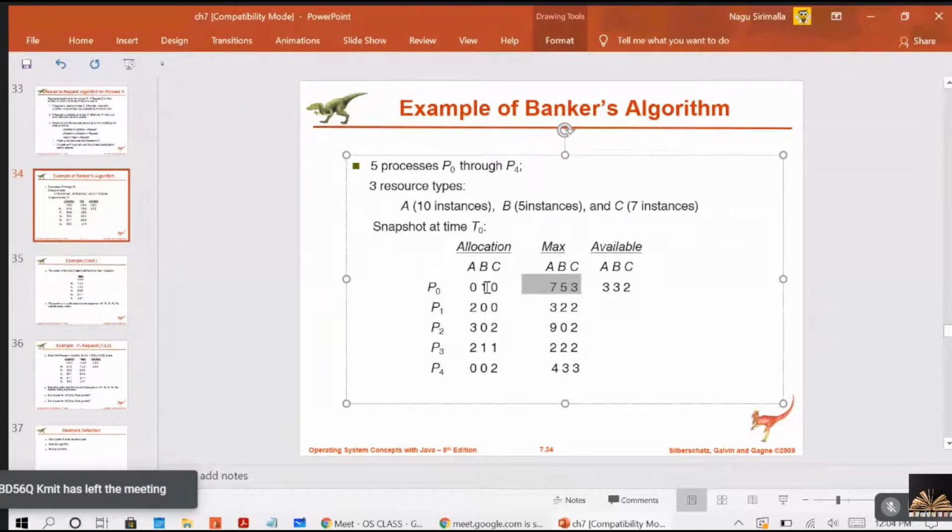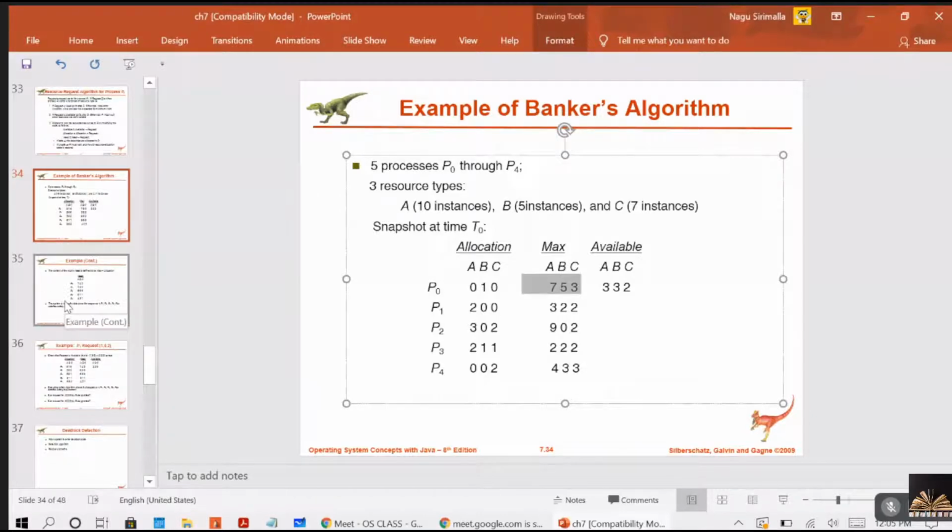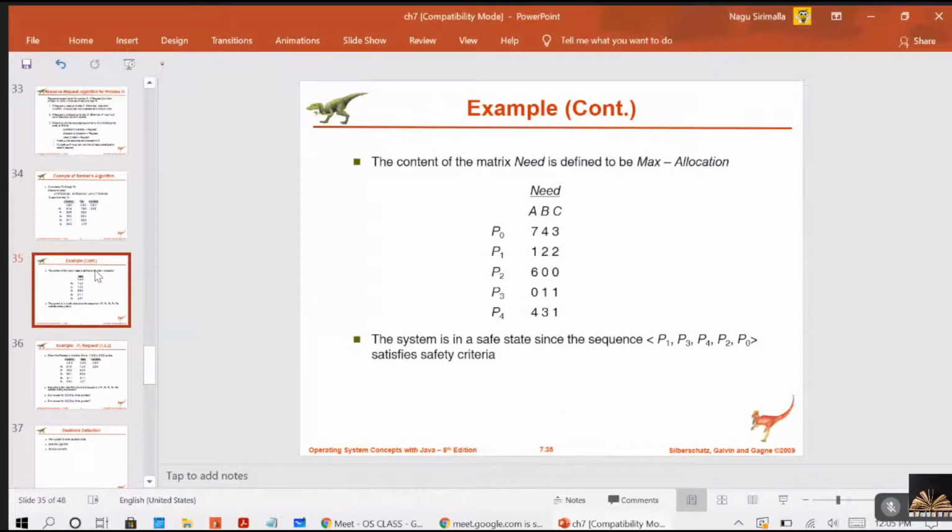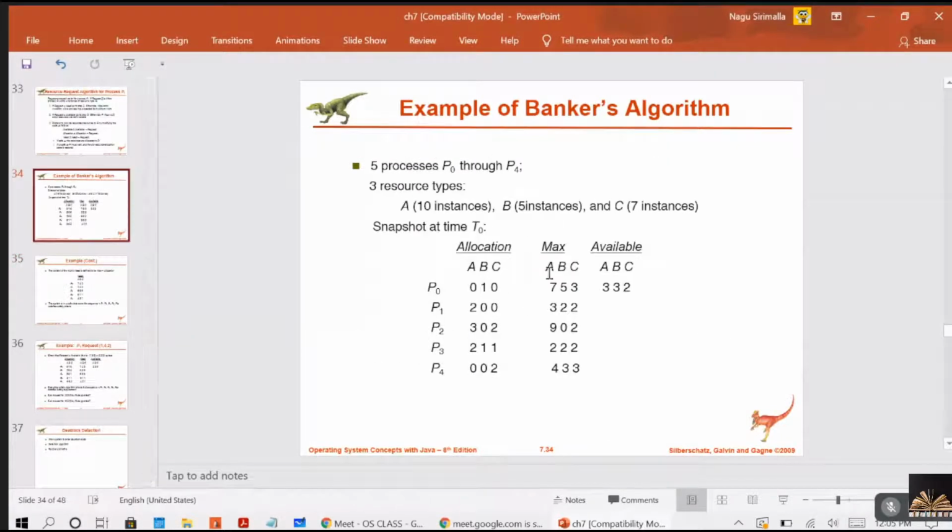So calculate the need. Each time you are assigning the resources, how are you going to calculate the need? Need is equal to max minus allocated resources. So for P0, the need is 753 minus 010, which is 743. You're following me, guys? Max minus allocation will give you the need.